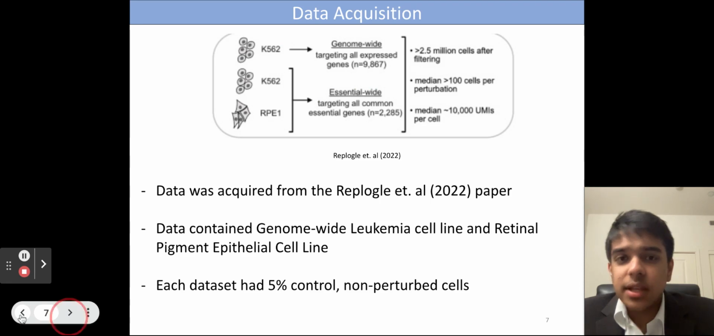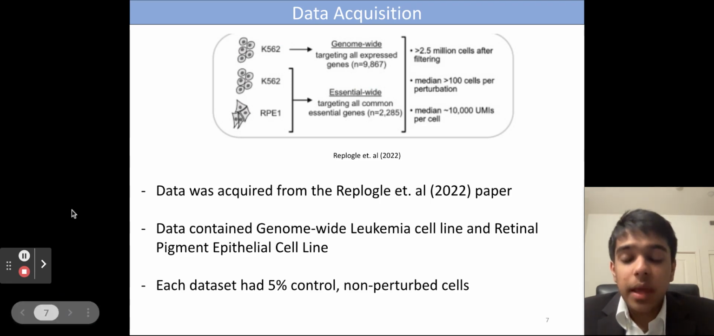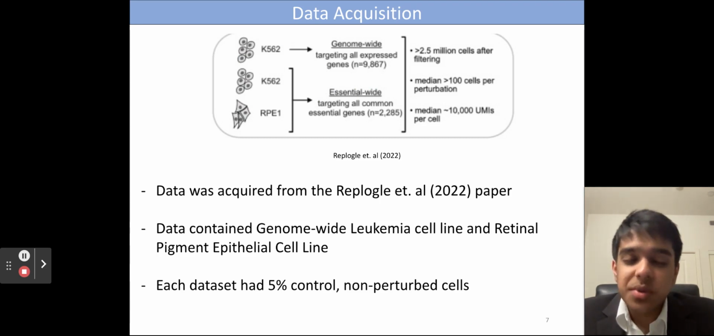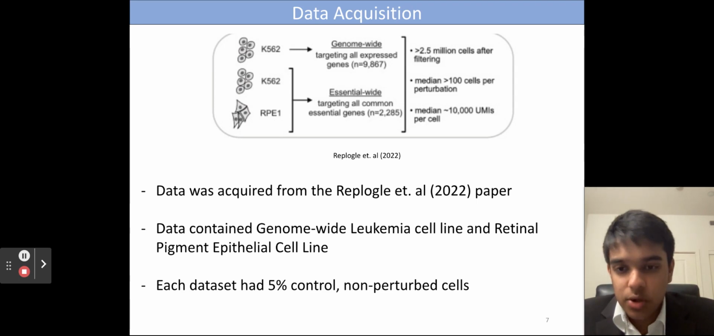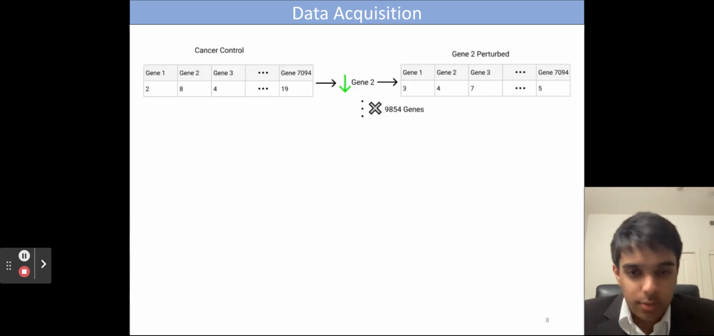So, how was the data acquired? Well, the data was acquired from a large scale study, the paper Replogle et al. And this data contained two specific data sets, or two cell lines especially. It contained a genome wide leukemia cell line, or erythroleukemia cell line, and a retinal pigment epithelial cell line, which is a healthy eye cell. And each data set had five controlled non-perturbed cells as well to do the comparisons with.